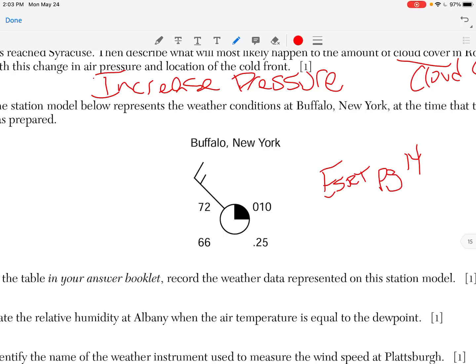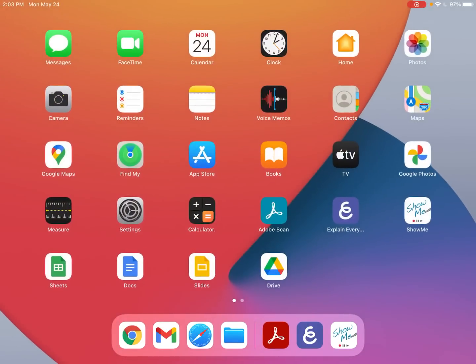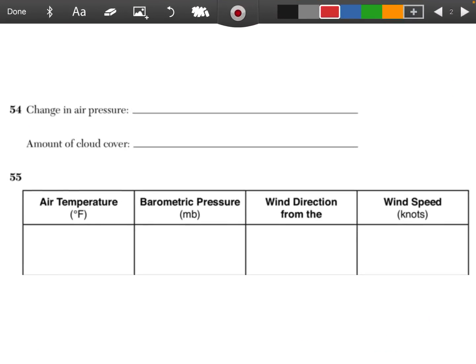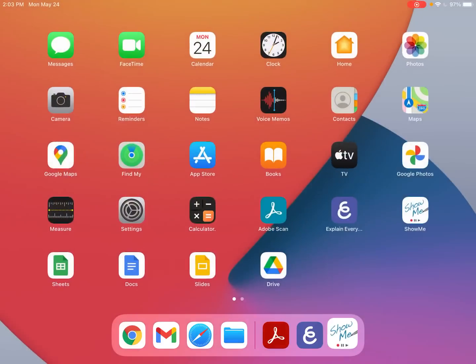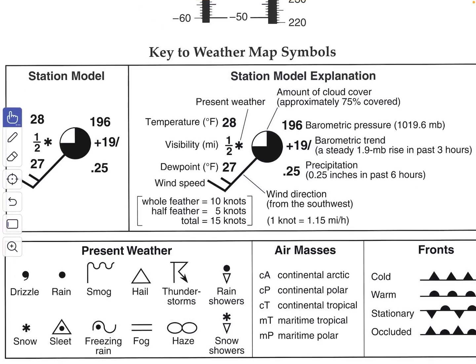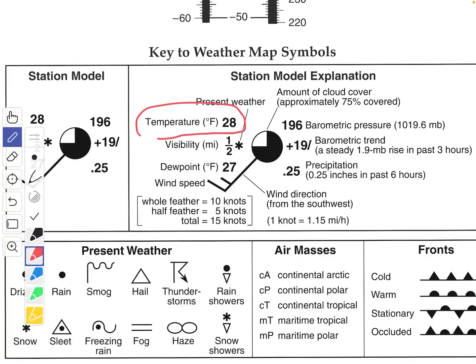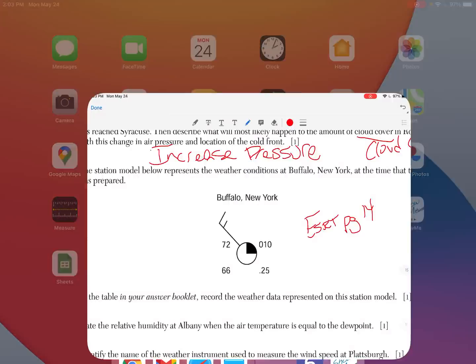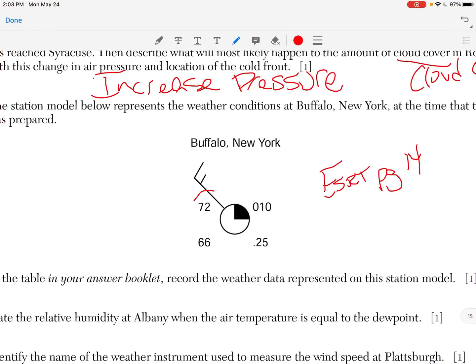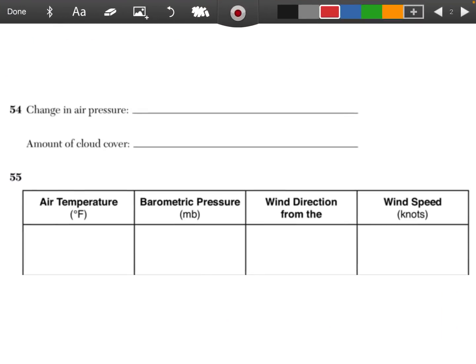Okay, so let's take a look at our answer booklet to see what we need to record. Our answer booklet gives us this, and we have to record the air temperature, the pressure, the wind direction, and the wind speed. So let's start with the air temperature. On our reference table, as you can see, here's the station model explanation. The air temperature is in the top left. So this number up here is the air temperature. If we go back to our test, the air temperature is right here. That's 72 degrees. So I'm going to write 72 degrees into our box here. And we don't need to label it because it's already labeled right there, so 72 is good enough.